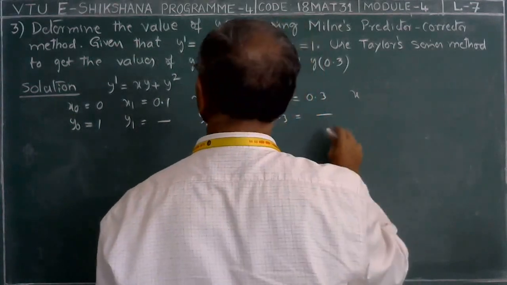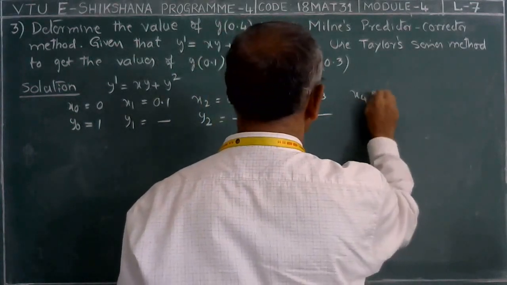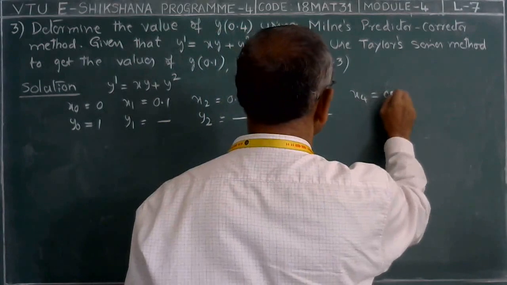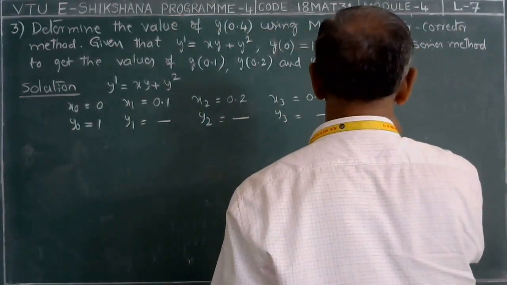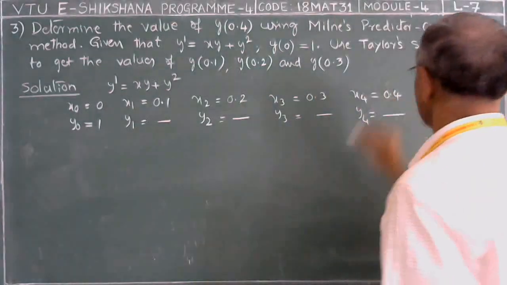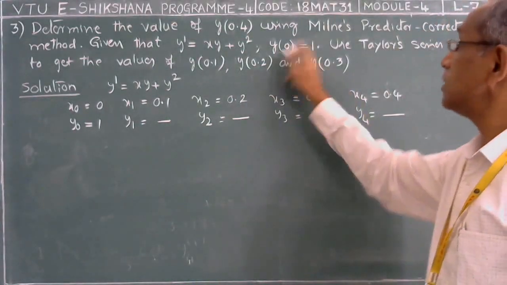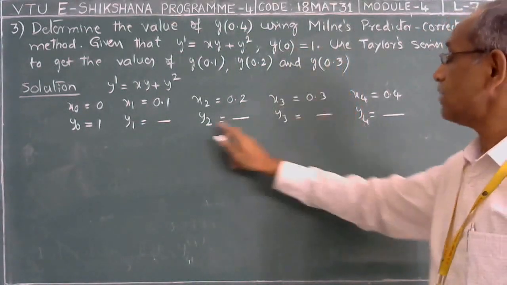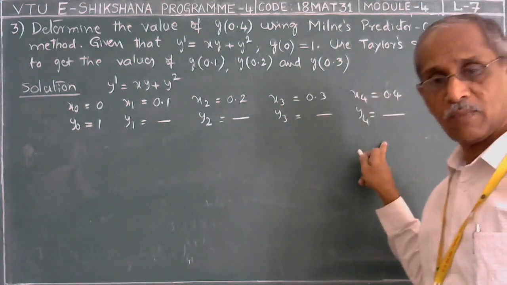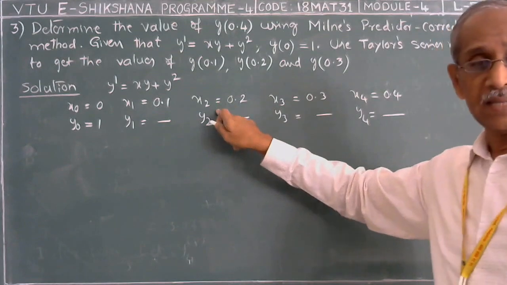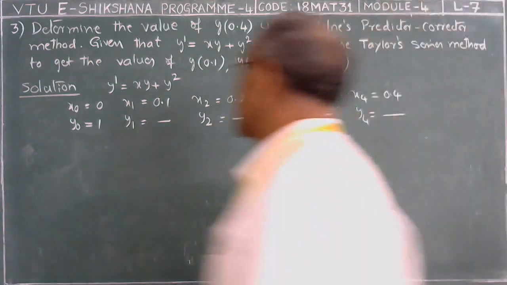Then, using Milne's method, I have to find the value of y at x equal to 0.4, that is, y4 needs to be calculated using Milne's predictor and corrector method after finding y1, y2, y3, which are required to find y4, by the Taylor series method. Okay, let us apply first Taylor series method.